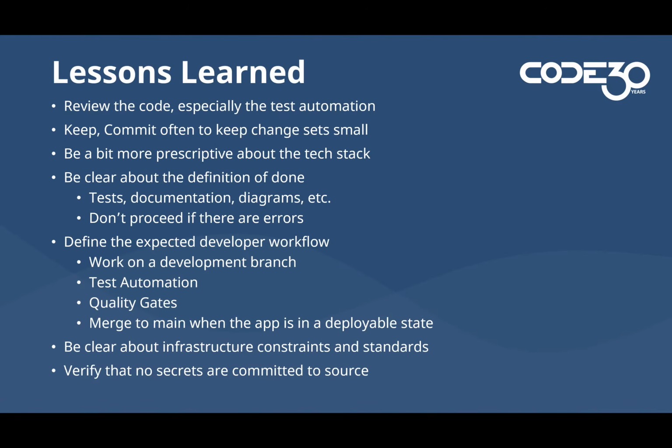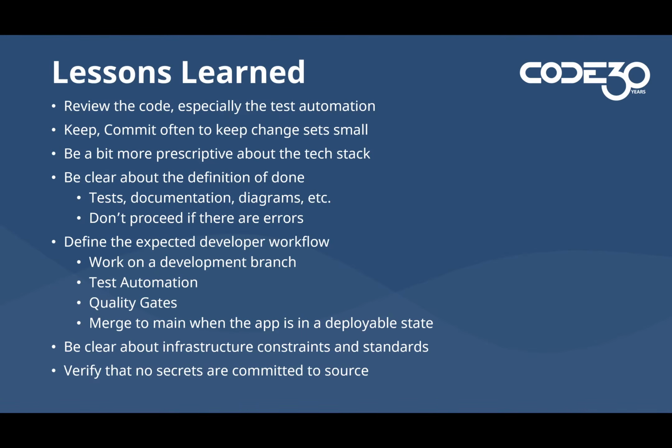Be clear about the infrastructure constraints and standards. That's in terms of what you want that infrastructure to look like. It's a good idea, I think, to specify those kinds of things up front. And you want to also make sure you're using GitHub features where it will verify that you have no secrets committed to source. That's something I needed to keep on top of the AI to make sure that it wasn't actually doing that.